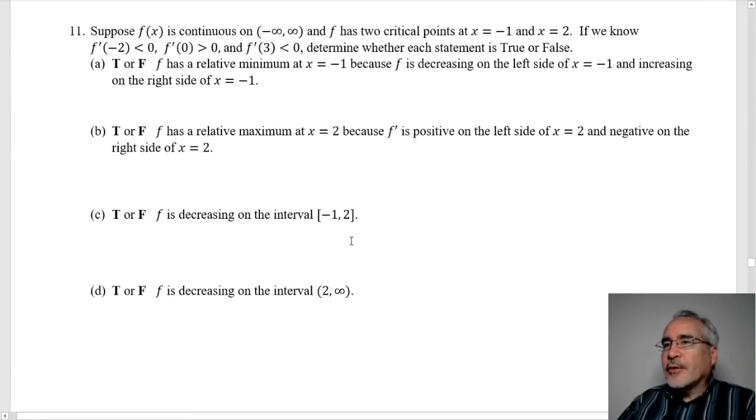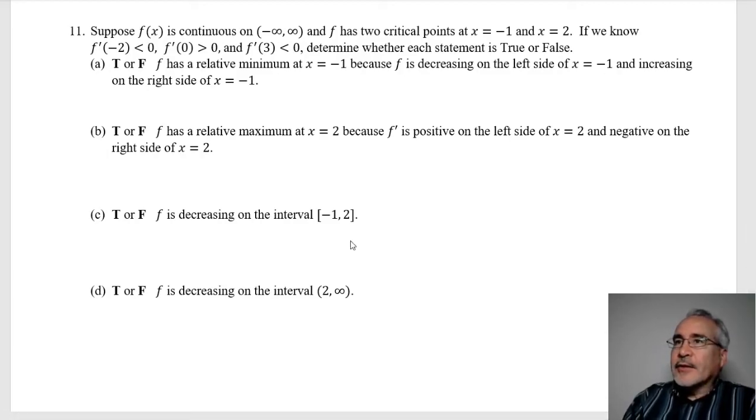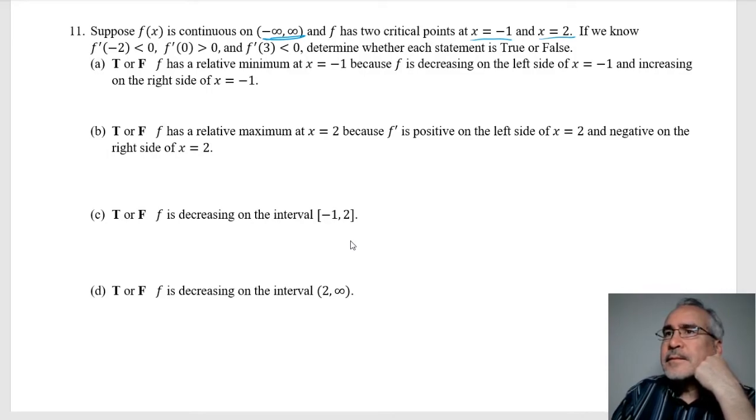Okay. Very good. Let's look through some true, false, and then I think there's one more question after this. Suppose f of x is continuous everywhere. F has 2 critical points, one here and one there, so -1 and 2. We're told that the derivative at -2 is negative, less than 0. The derivative at 0 is greater than 0. So that's going on either side of -1. To the left of -1, the derivative is negative, and to the right of -1, we've got positive. So we're going negative and then positive. That's got to be a minimum, right?